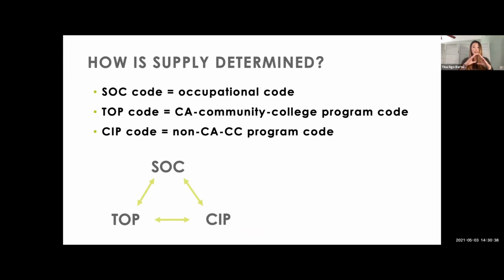Here's how we determine the supply for a particular occupation. So using our property, real estate and community association managers example, we have that SOC code for that occupation. We match it up with top codes or programs from the community college system that have a program related to the occupation or claims to teach for that occupation. And we also look at data from codes from non-California community college programs that also say they train for that particular occupation. So it's kind of like this crosswalk. We call it a SOC top SIP crosswalk. It's a lot of initialisms, but essentially this crosswalk helps us compare demand and supply.